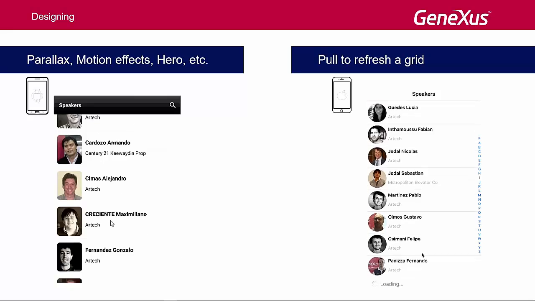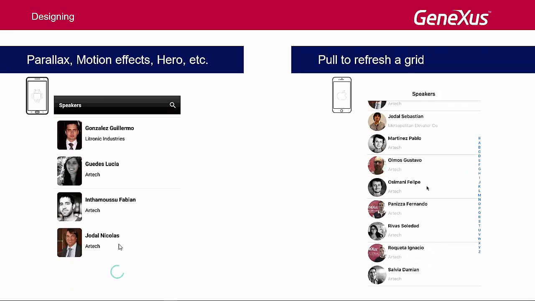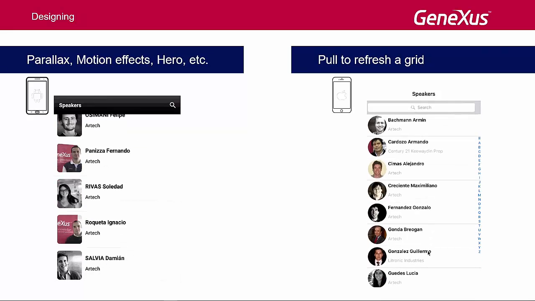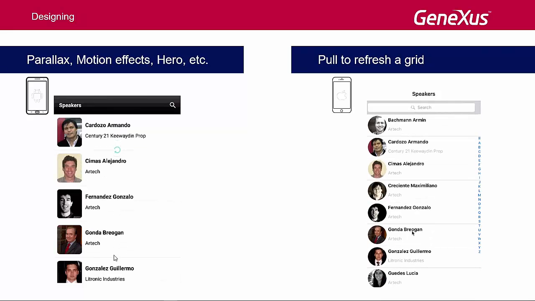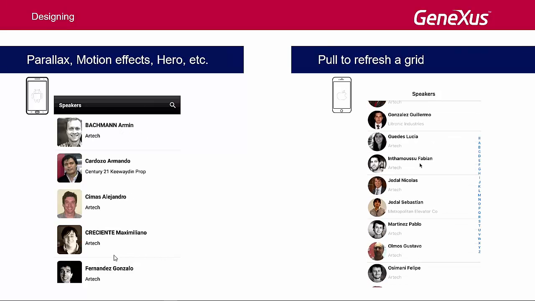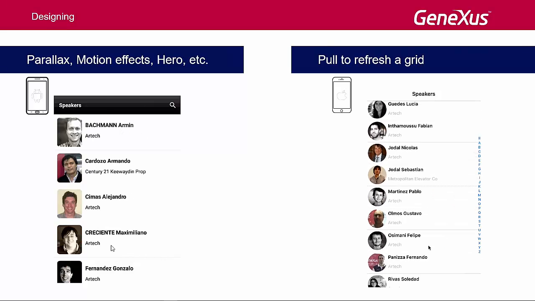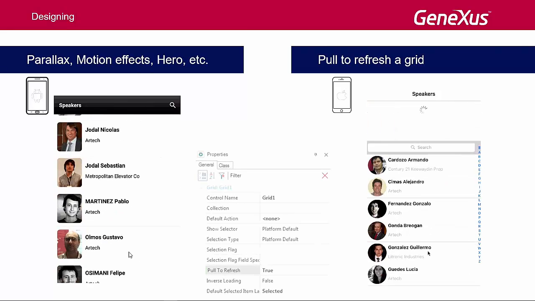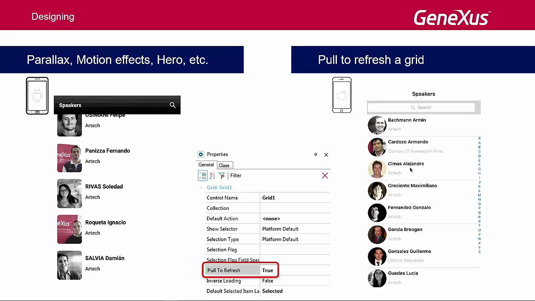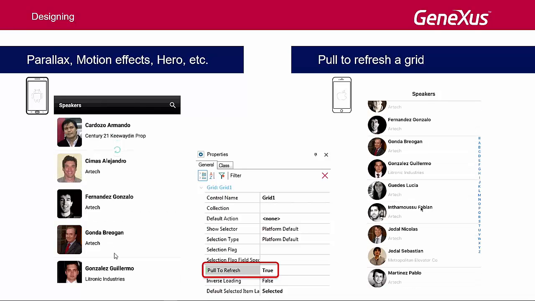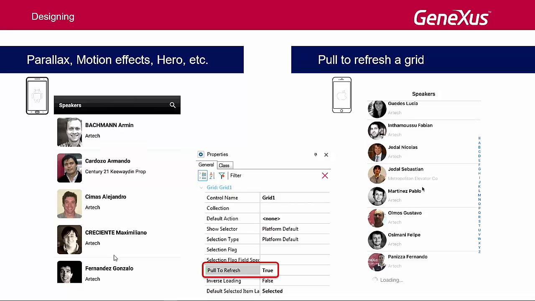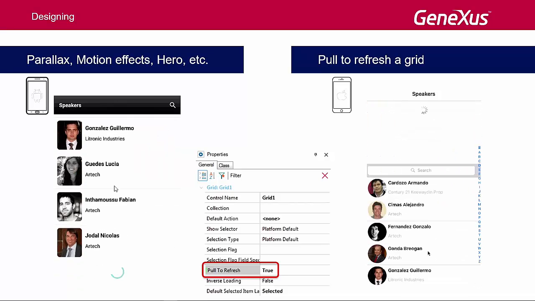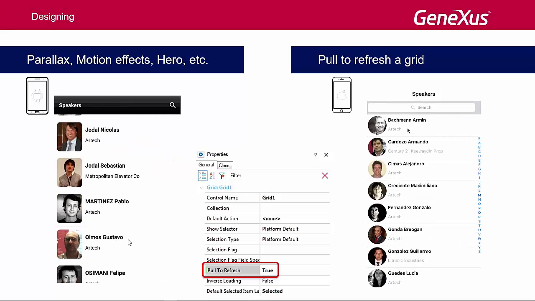Users will be able to drag down the list that shows a grid, and this will cause the server to automatically look for new data available to display. If new data is found, it'll be synchronized and displayed in the grid, with no need to fully refresh the panel containing the grid. This is achieved by setting the grid's pull to refresh property to true. When the user runs the action, the screen will show a small animated circle that represents the process of refreshing the data.